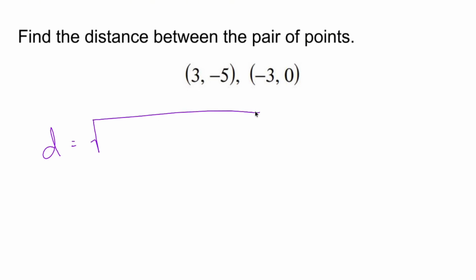Let's write it out. The distance formula is d equals the big square root of (x sub 2 minus x sub 1), close it, square it, plus (y sub 2 minus y sub 1), close it, square it. Now, what's x sub 2, what's y sub 1, and so on.